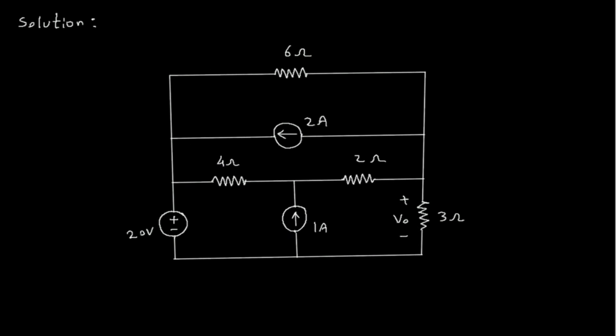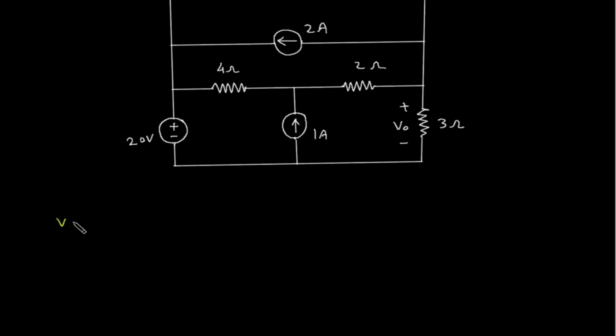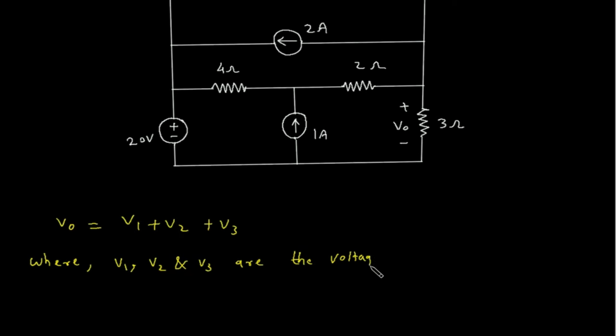Now let's say VO is equal to V1 plus V2 plus V3, where V1, V2 and V3 are the voltages due to 20 volt voltage source, 2 ampere current source and 1 ampere current source respectively.